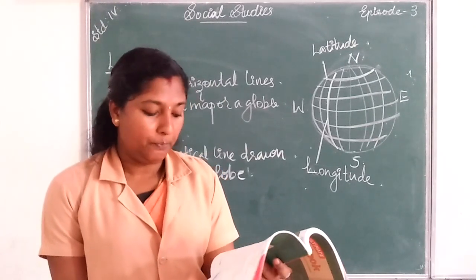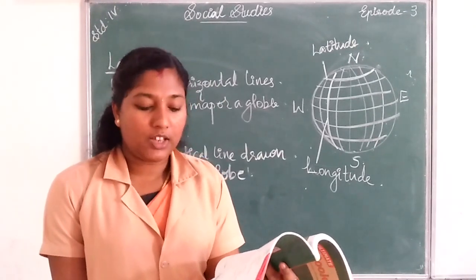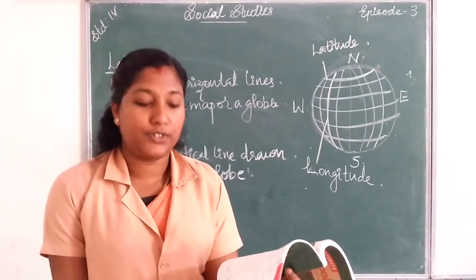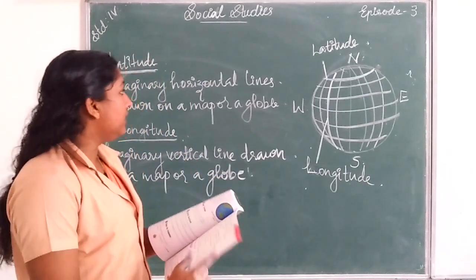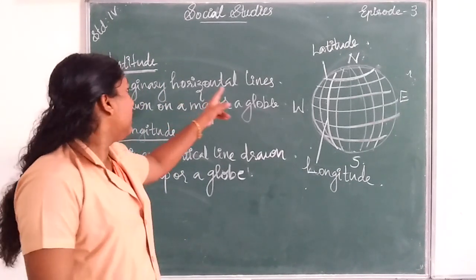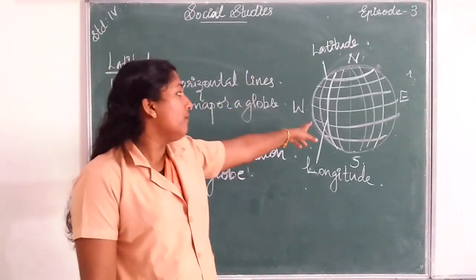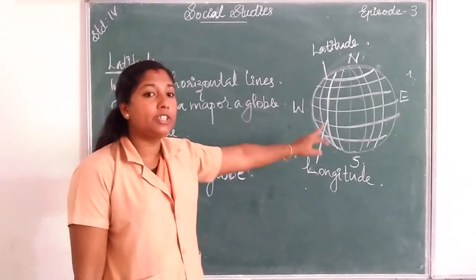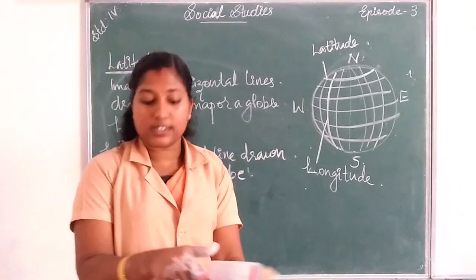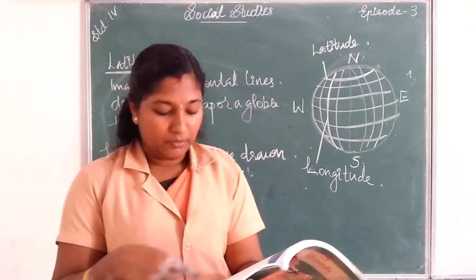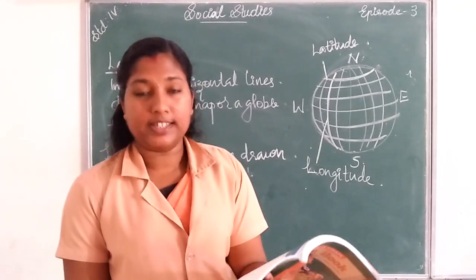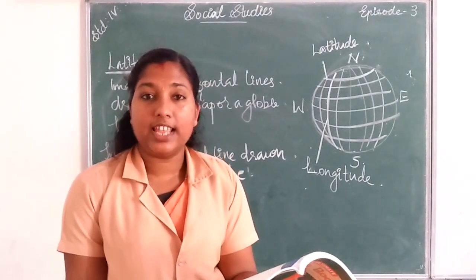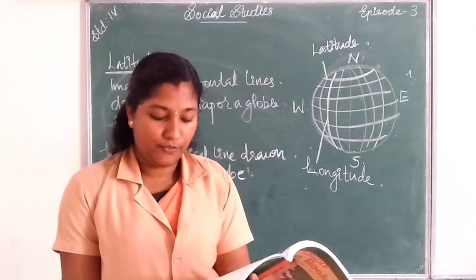The second question: the dash and dash are the imaginary lines drawn on the surface of Earth. Today we learned that there are two types of imaginary lines we can see on a map or a globe, that are latitudes and longitudes. Latitudes and longitudes are the imaginary lines drawn on the surface of Earth.